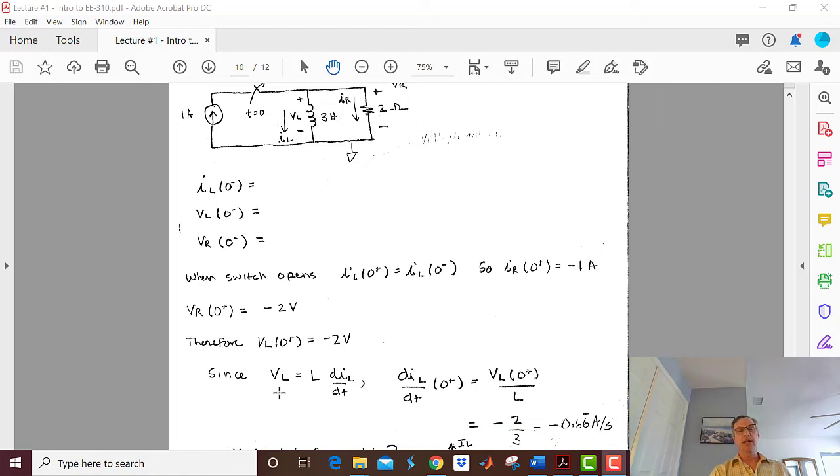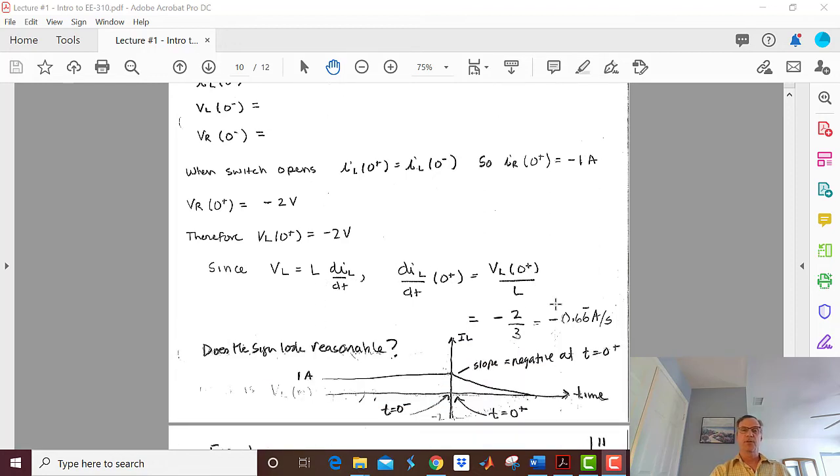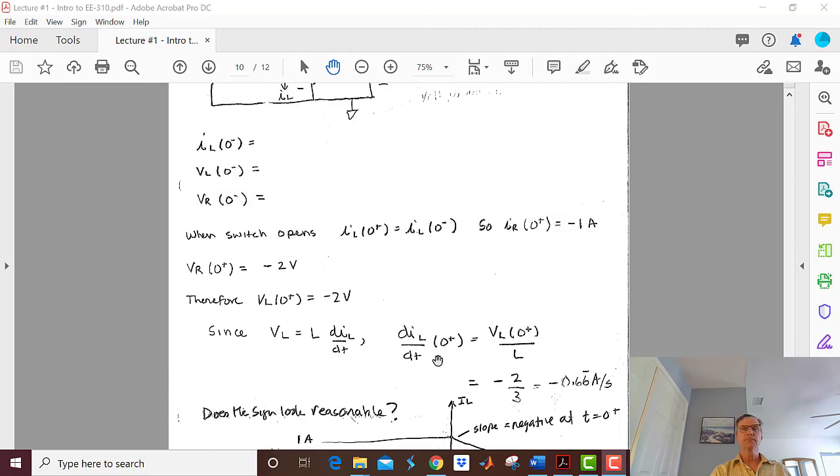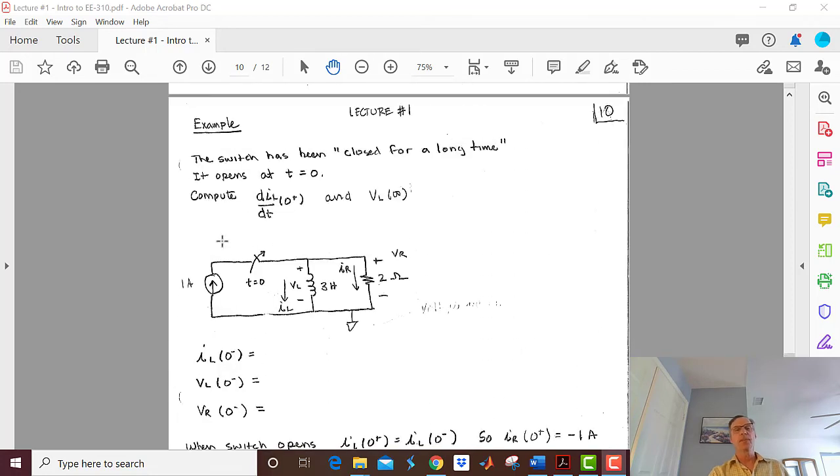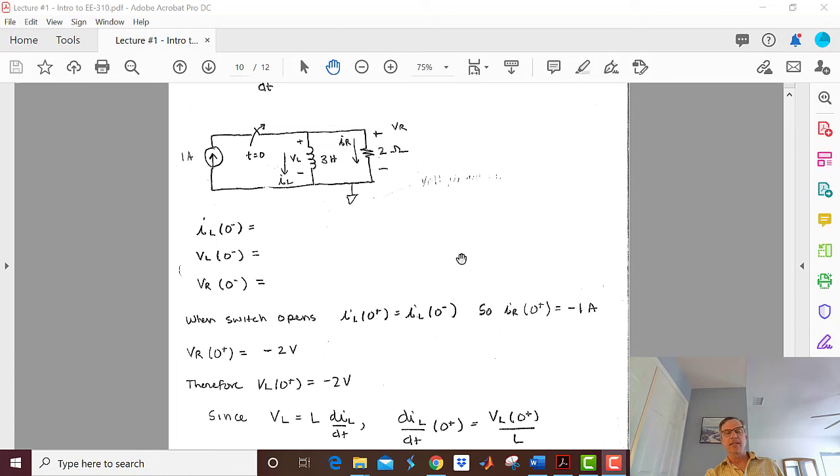So since V_L equals L di/dt, we're going to say that di_L/dt is equal to V_L divided by L. We're just rearranging this equation. We put in the terms, and I get minus 2/3 amps per second. And so that's di_L/dt.